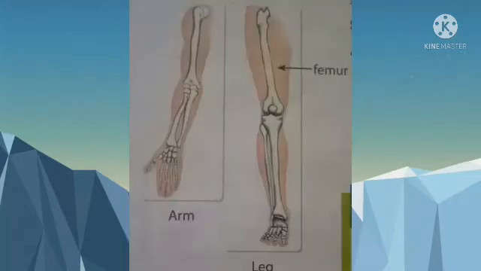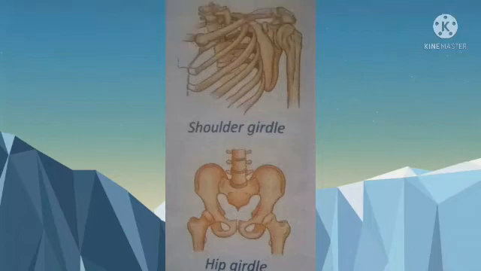Limbs. We have two pairs of limbs. Upper limbs and the lower limbs. Arms are called upper limbs and the legs are called the lower limbs. Girdles. Girdles are ring-like bony structures connecting the skull and vertebral column to the upper and the lower limbs. There are two girdles present in a human skeleton, the shoulder girdle and the hip girdle.